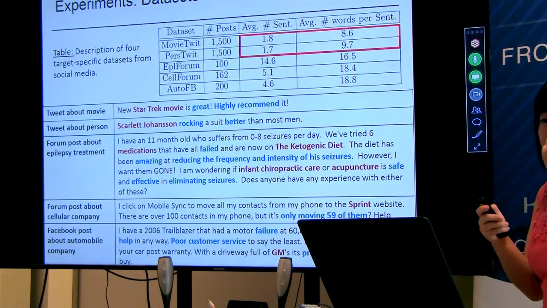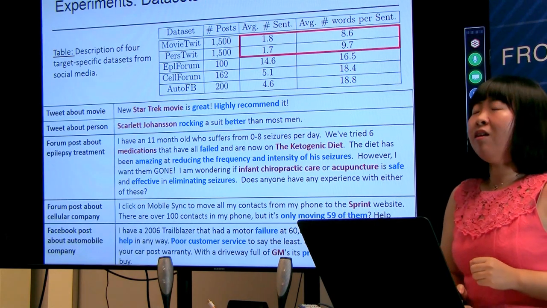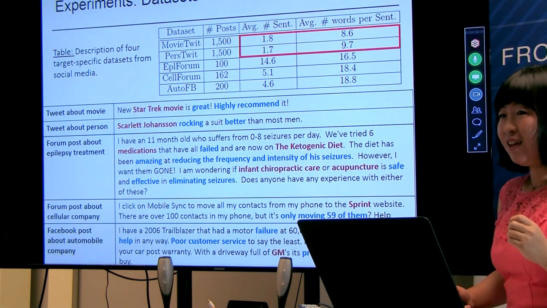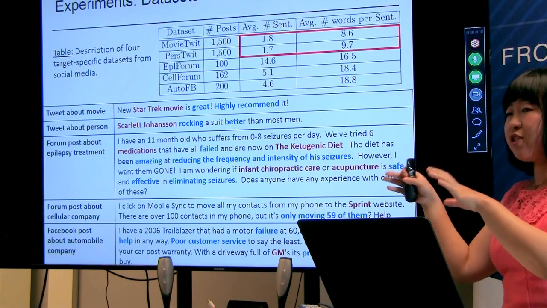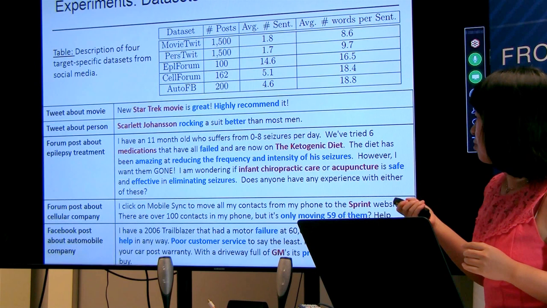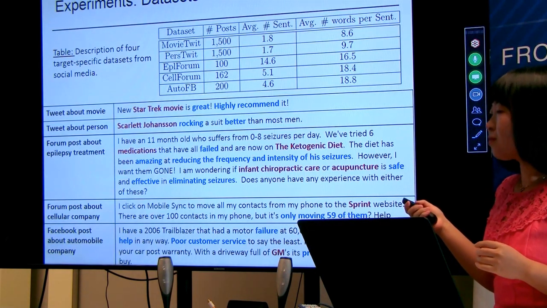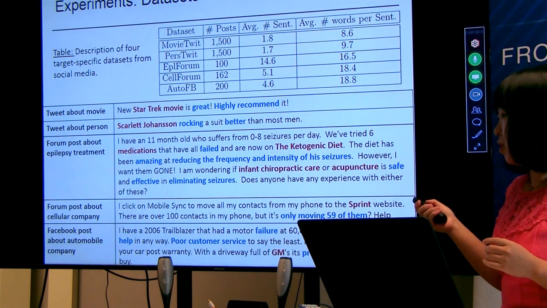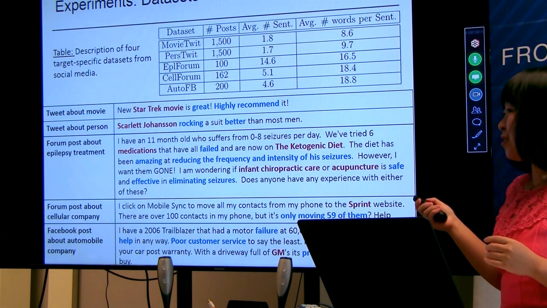So how did you delimit the phrase is the question. Did you use the syntax to basically guide you in the process? Yes. So we use some language parser. The reducing the frequency and intensity of his seizures. Intensity of his seizures would be one, well, his seizures would be one phrase. Intensity of his seizures is another phrase. Frequency and intensity, right? So how do you... Wait, take the longest one. Oh, you take the longest one? Yes. Okay.